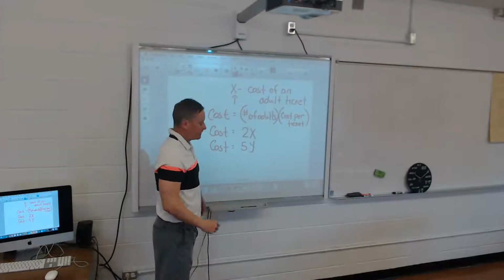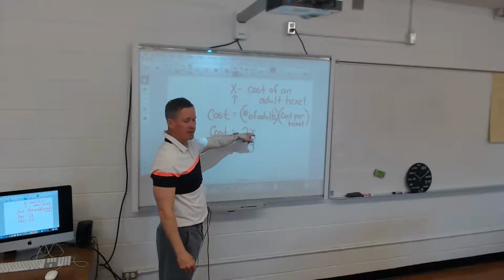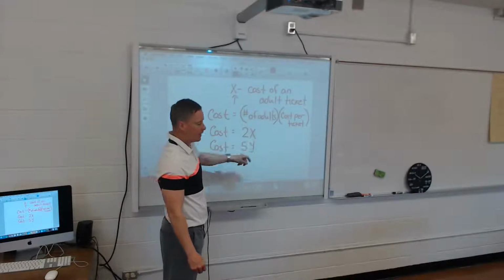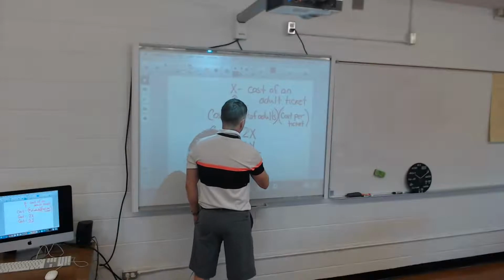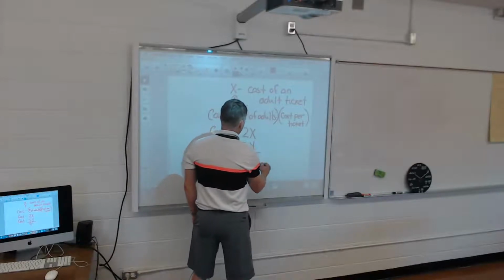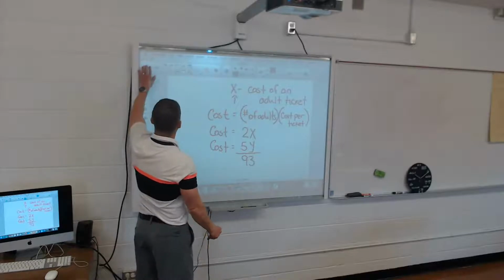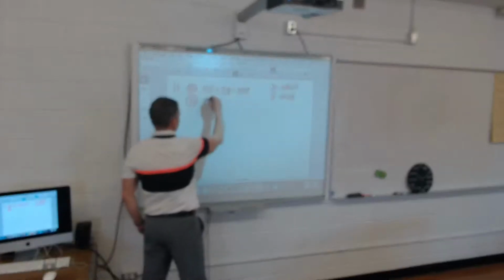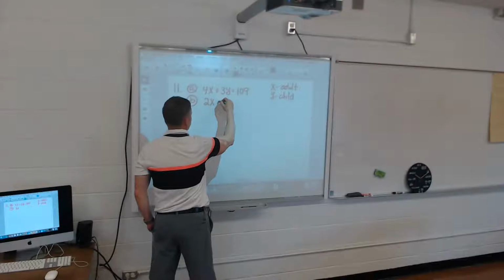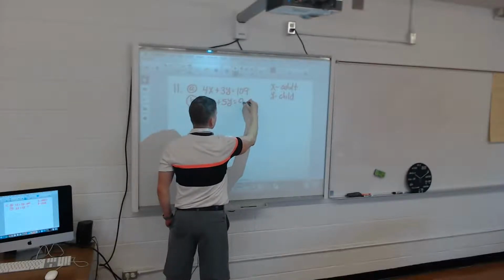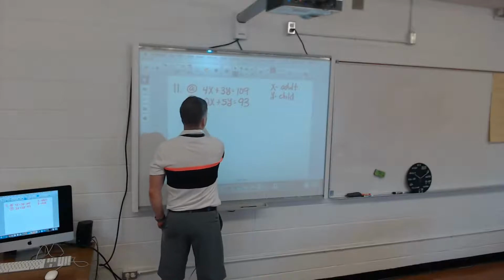So together, if I knew the cost of the adult ticket and the cost of the child's ticket, they would add, and that would give me $93. So how do I show that in an equation? 2X plus 5Y equals 93.